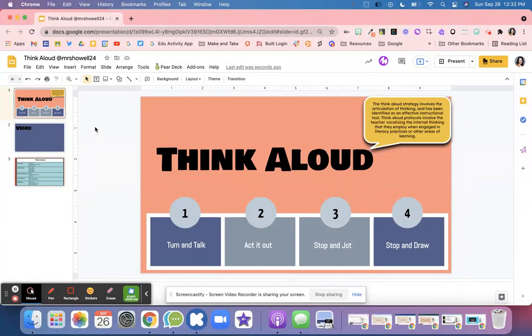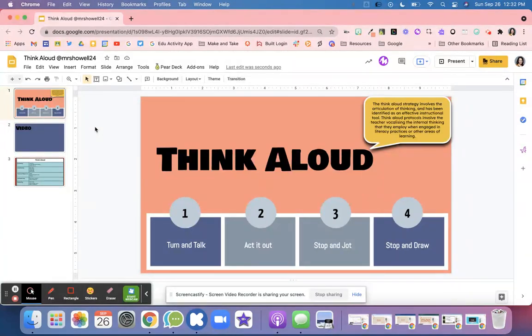And a couple different ways that you could do this is turn and talk. So after your students learn something, have them turn and talk to another partner, and then they think out loud with their partner and they share how to solve those different math problems or how they connect with the story.